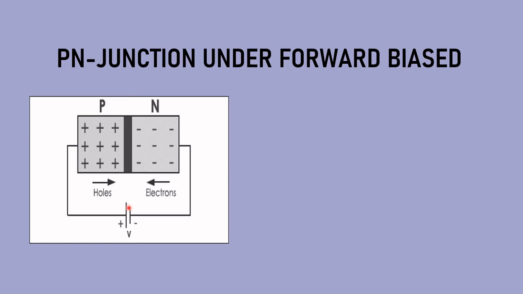As the applied bias increases in magnitude, that means if we increase the bias voltage, the depletion region will continue to decrease in width, until a flood of electrons can pass through the junction, which results in an exponential rise in current under forward bias condition. So this is the basic concept of the PN junction under forward bias condition.